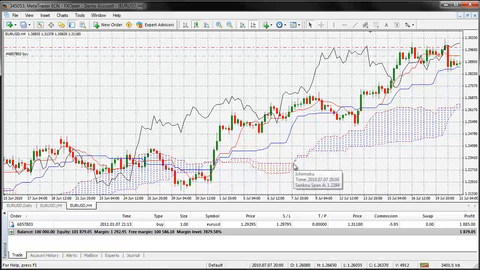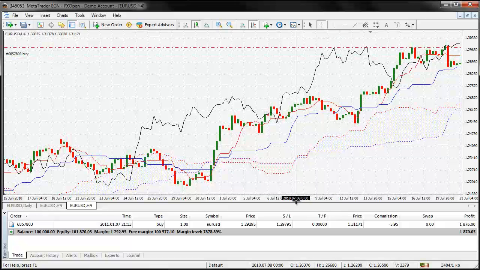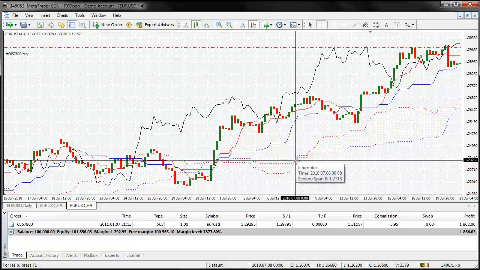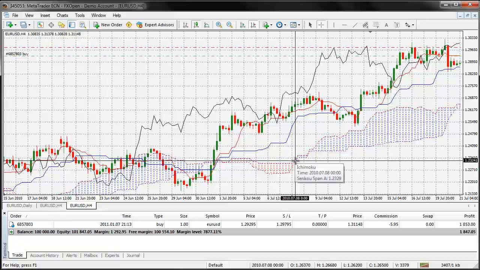Now, when you take a look at this Kumo cross, you've got to count 26 bars back. So I'm going to get my crosshair tool out, and I'm going to place it at the point where I feel that the crossover is. We can be plus or minus one bar out, but try to be as precise as possible, and I think it's about there. Now, 26 bars.